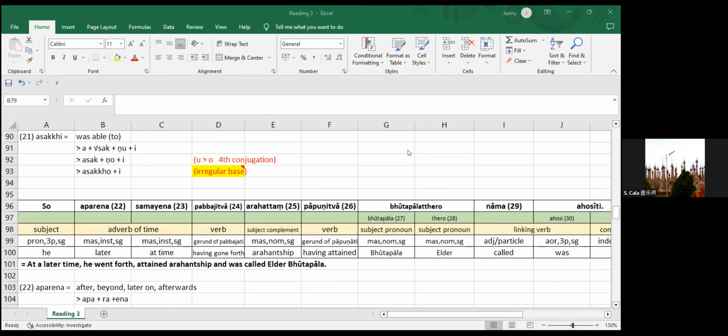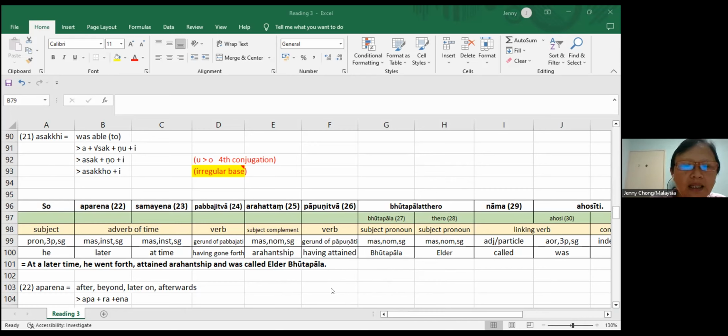Okay. So aparena samayena pabajitwa arahatang papunitwa buta palatero nama ahositi. So this one, the subject is so, and this one, sorry, I think I better explain the meaning first so that it will be clearer. Meaning, at a later time he went forth, attained arahantship, and was called Elder Buddha Pala.